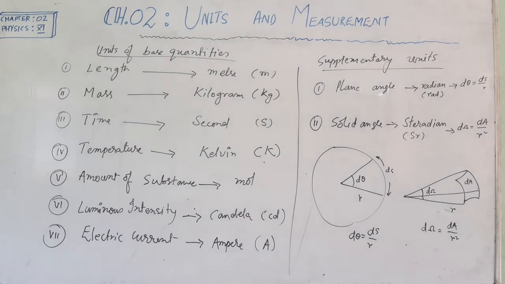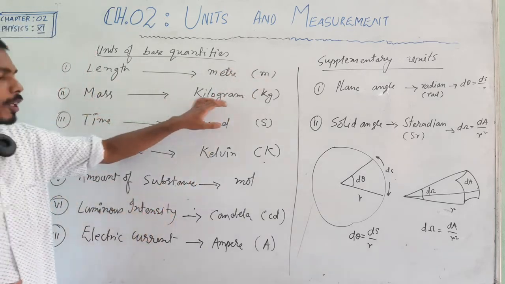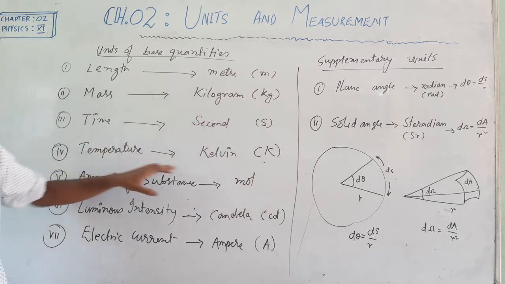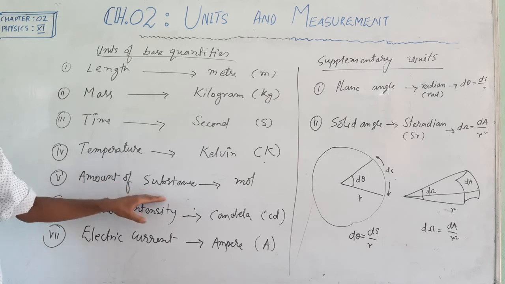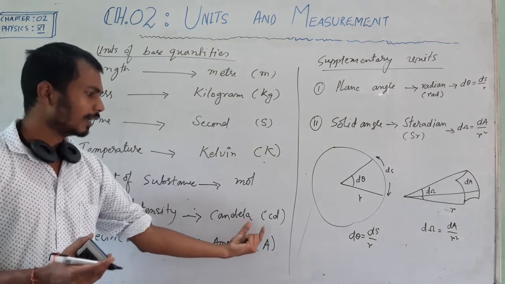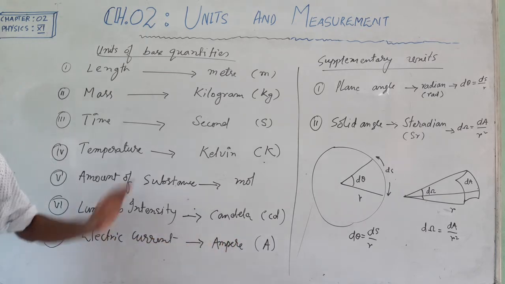Now see class, some units of base quantities. Okay, so we have this amount of base quantity only. The units of base quantities are: for length we write meter, symbol is m; mass kilogram, kg; time second, s; temperature Kelvin, K; amount of substance mole; luminous intensity candela, symbol is cd; electric current ampere, A. Okay, these are base quantities.